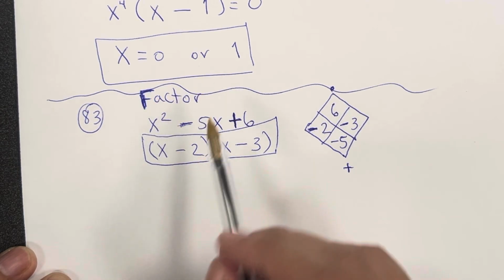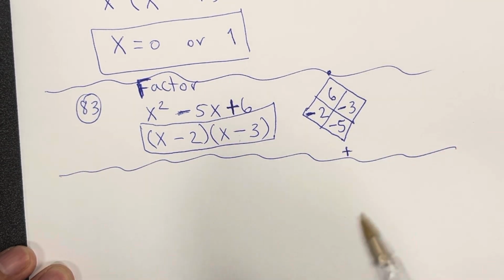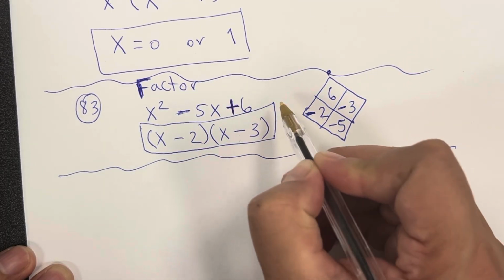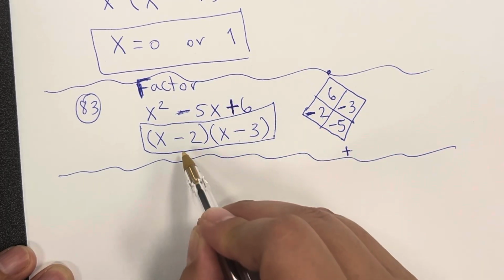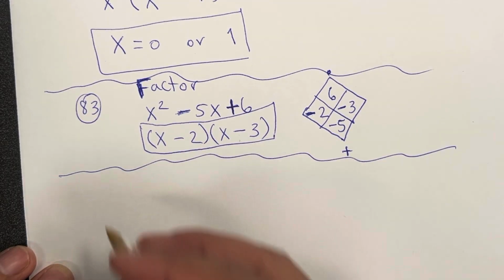Again, when it says factor, you're just finding the two factors. When it says solve, it should have equals 0, and then you put equals 0, and then it's the opposite, okay? But if it doesn't say solve, you cannot solve it.